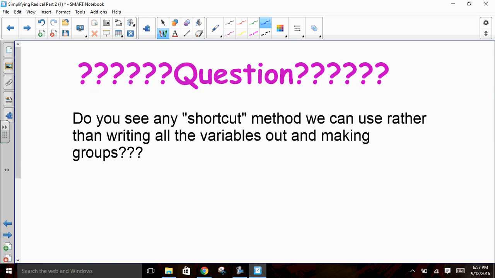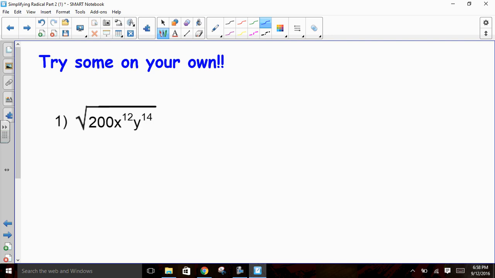Alright. Do you see any shortcuts we can use rather than writing every single variable out, taking up all that space? If so, excellent. If not, we're going to look at it with this one. We're actually going to try this together. The square root of 200. Is 200 a perfect square?